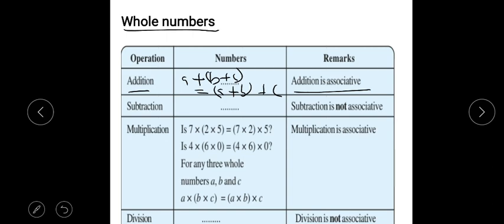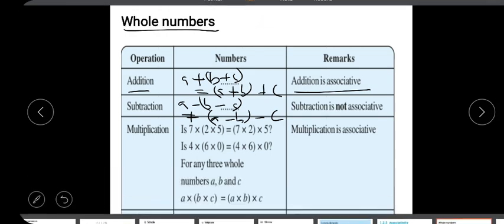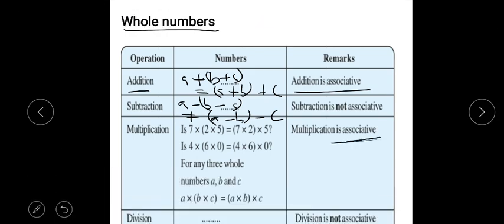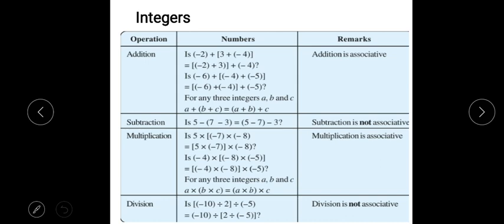Why? Because we know that a minus b minus c, if we are putting a bracket over there, would not be equal to a minus b minus c. This we have already discussed in our previous classes, right? Now multiplication, yes, multiplication is associative. If we change the sequence, or we multiply any two numbers and then the third number, the result always remains the same. And division is not associative, neither for whole numbers nor for integers.